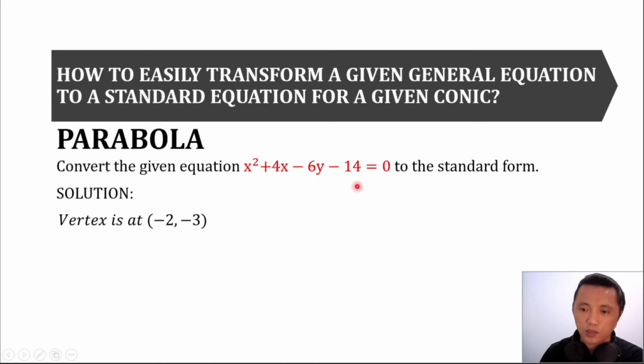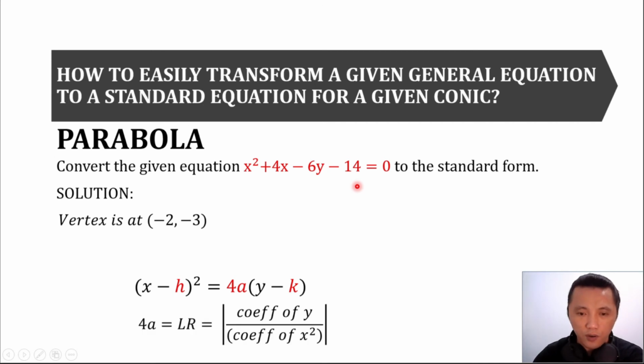So the applicable standard form to this one is (x − h)² = 4a(y − k). So we have here 4a is equal to, or this is the latus rectum, is equal to the absolute value of the coefficient of y all over the coefficient of x squared. So we have here 6. So latus rectum is 6.